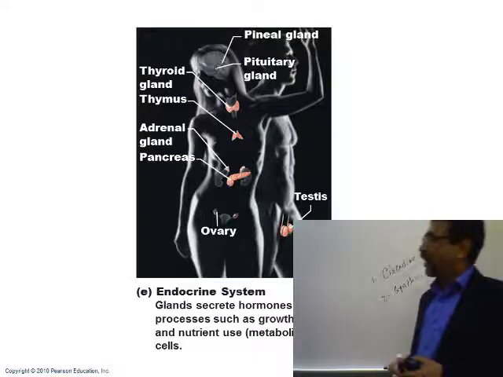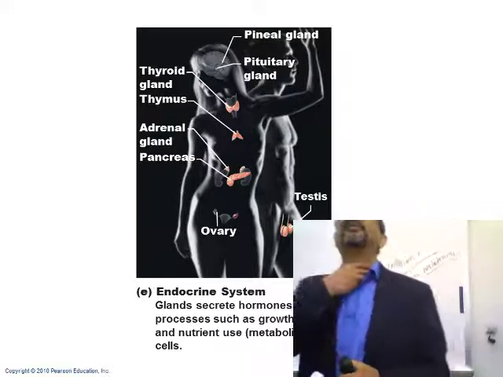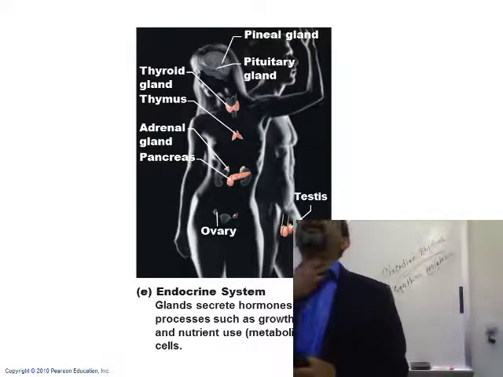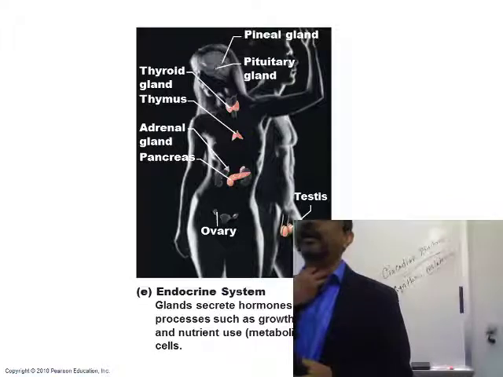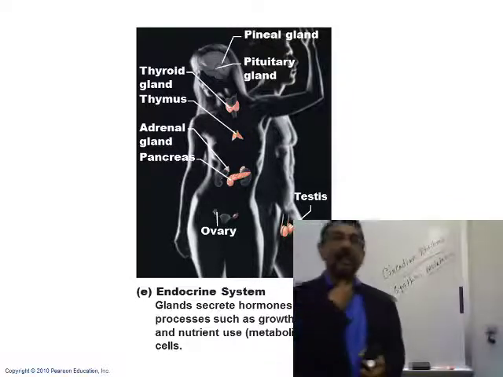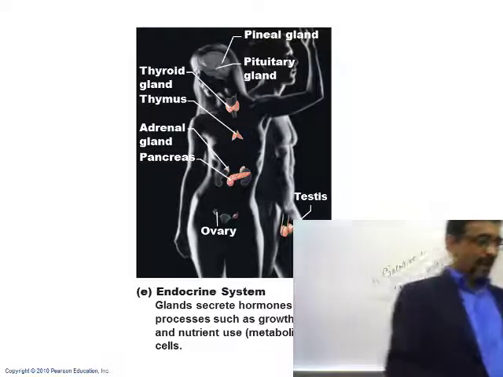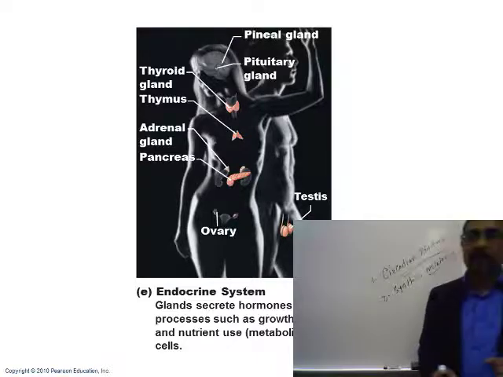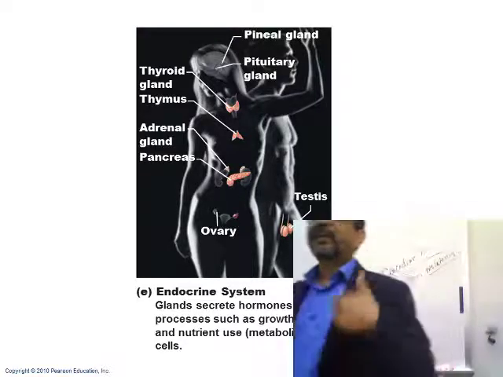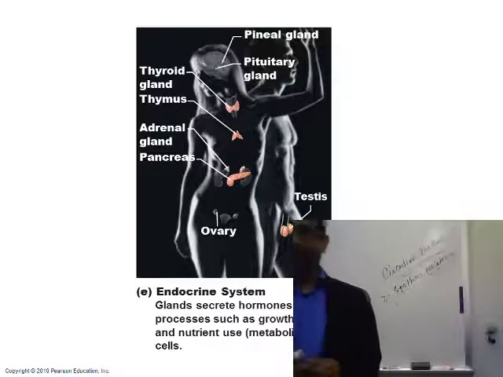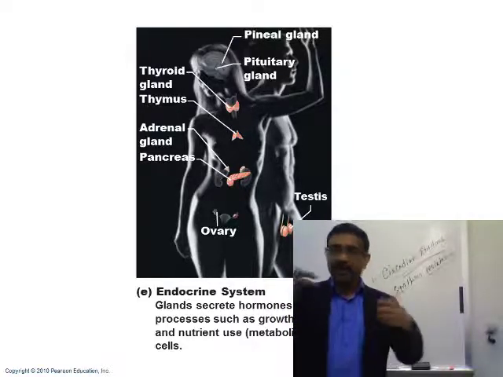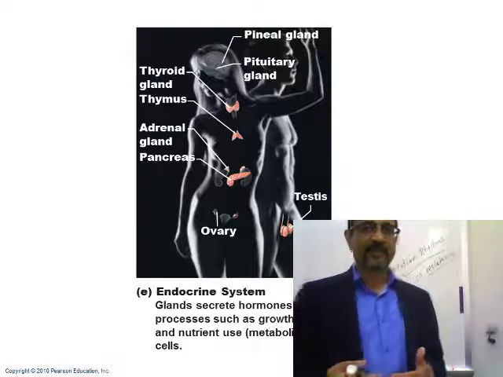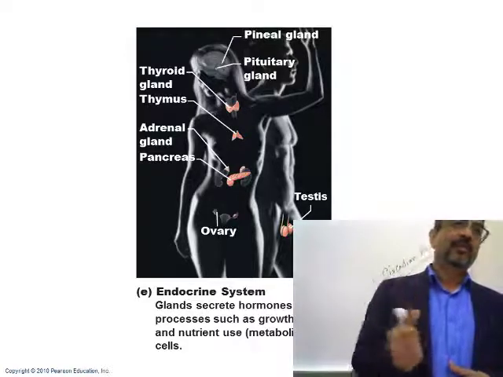Now if you go down to the lower part of the neck, which gland do you have? I have already mentioned it a few minutes ago. Anybody remember? The thyroid gland. The thyroid gland is responsible for metabolic activities, because thyroid hormones are mainly responsible for metabolism.